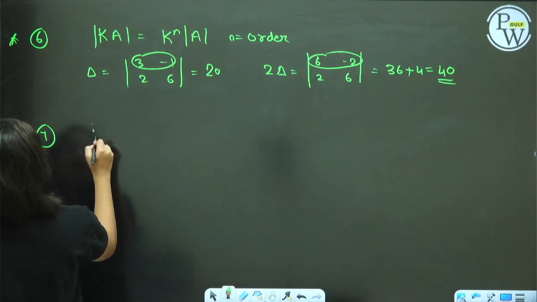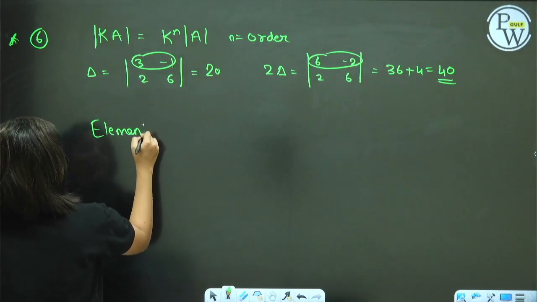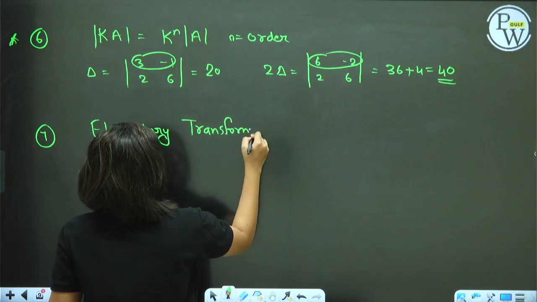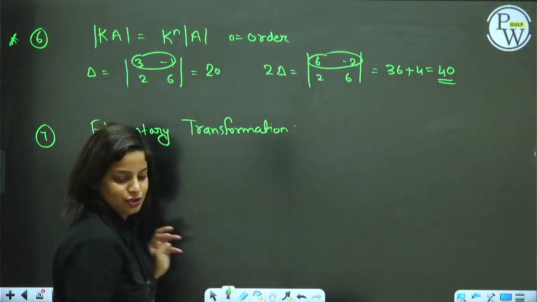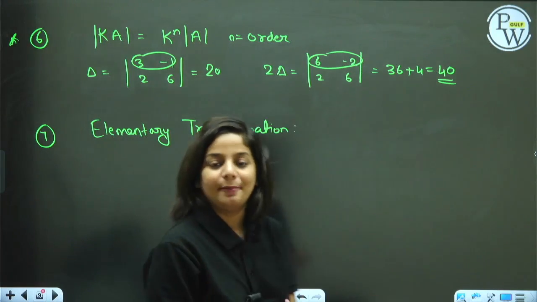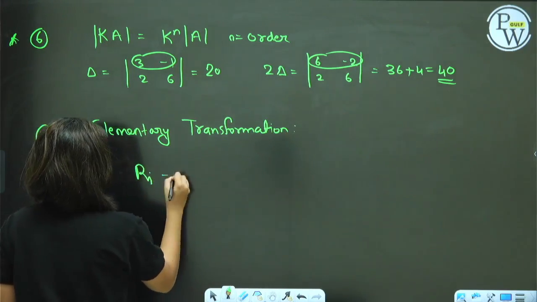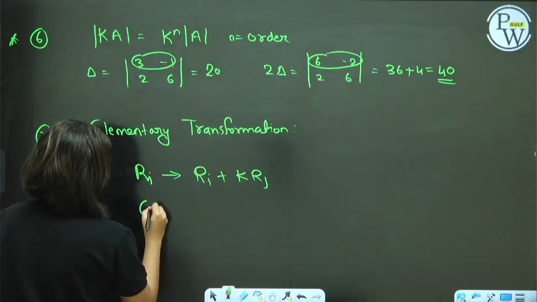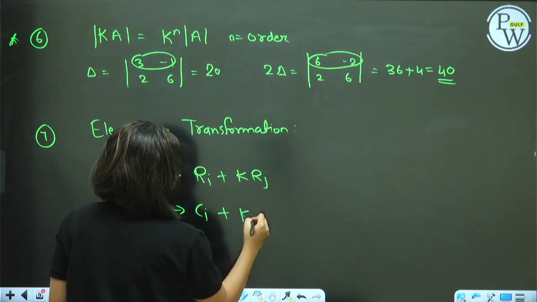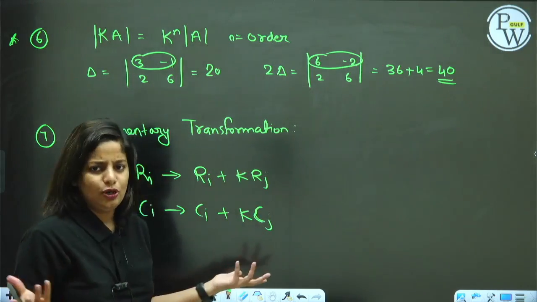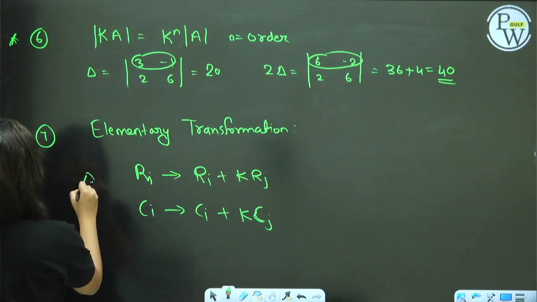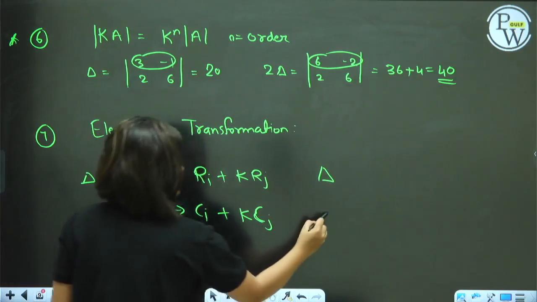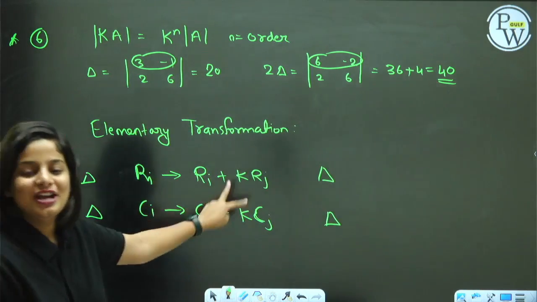And last, elementary transformation. It's the same as in your matrices chapter. Whenever you do transformations like Ri changes to Ri plus k times Rj, or Ci changes to Ci plus k times Cj, your determinant will not change. Before this transformation it was delta, after the transformation also it will be delta.